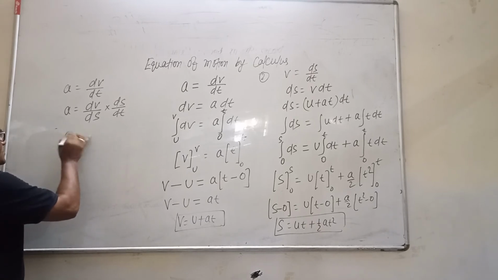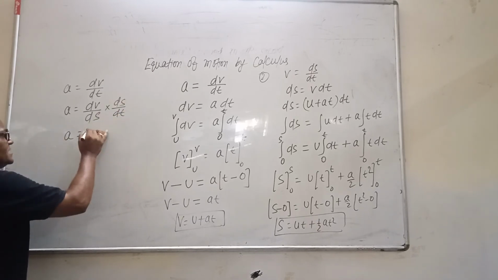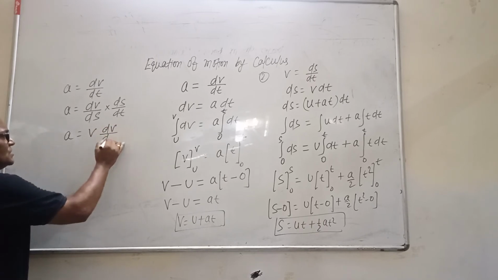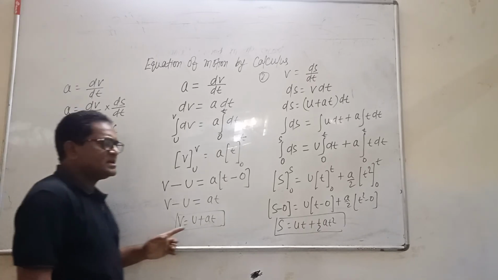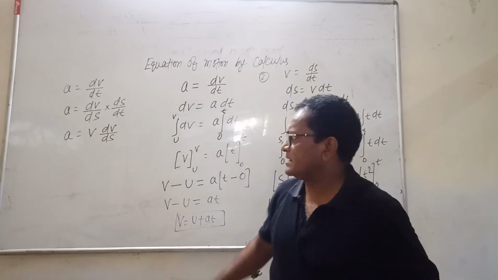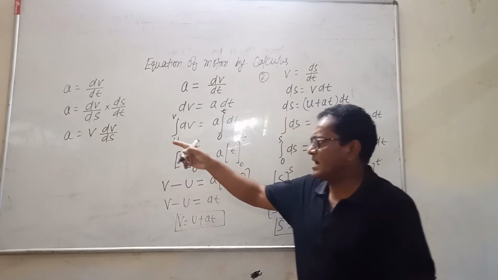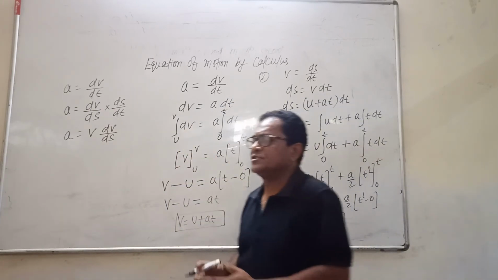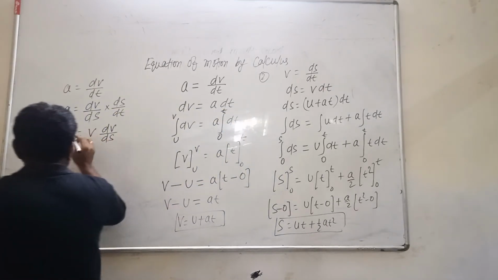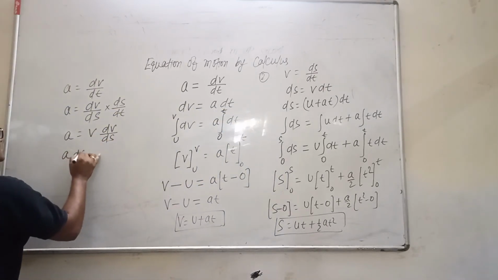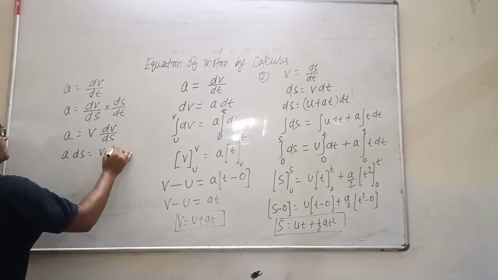Now ds by dt is given by v, so a equals v into dv by ds. In place of ds by dt I have used v, velocity. Now do cross multiplication. So a ds equals v dv.